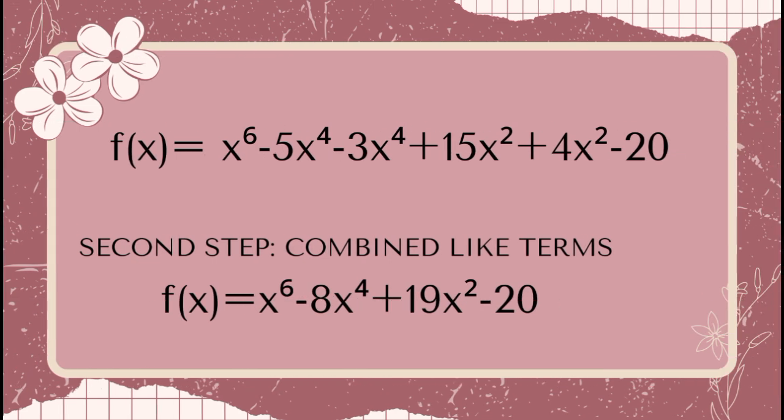So the expanded form of that function is f of x is equal to x raised to 6 minus 5x raised to 4 minus 3x raised to 4 plus 15x squared plus 4x squared minus 20. So we're going to combine like terms. We add negative 5x raised to 4 minus 3x raised to 4, so it will become negative 8x raised to 4. Then add 15x squared plus 4x squared, so it will become 19x squared. So the final outcome will become f of x is equal to x raised to 6 minus 8x raised to 4 plus 19x squared minus 20.